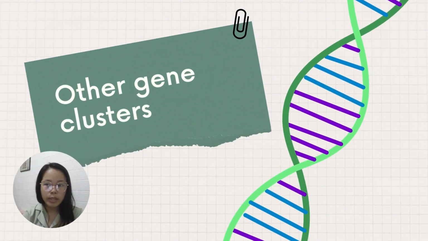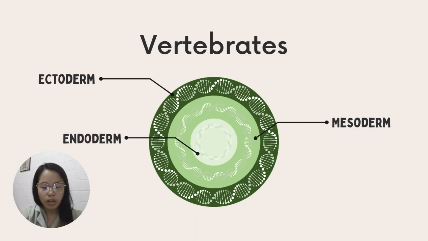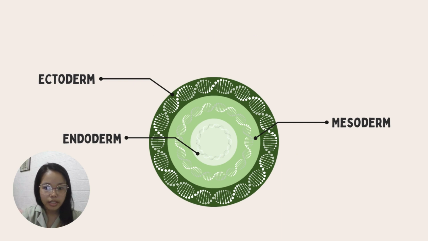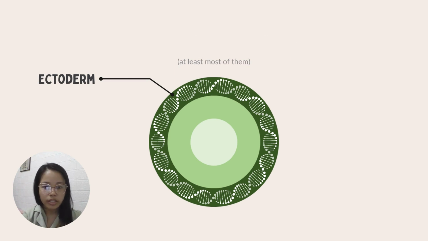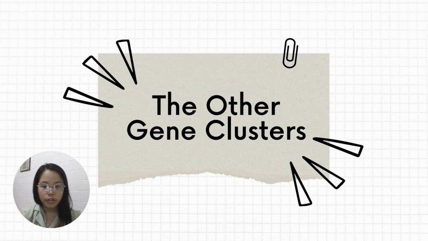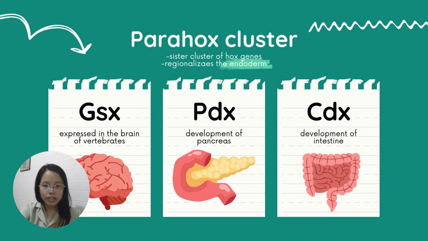Now, we will be talking a bit about other gene clusters. So Hox genes are present in all the germ layers of the vertebrates. However, for invertebrates, they are limited to the ectoderm. The other germ layers are controlled by other gene clusters. So what are the other gene clusters? The parahox cluster is a sister cluster related to the Hox cluster. It regionalizes the endoderm and contains three genes, the GSX, PDX, and CDX.